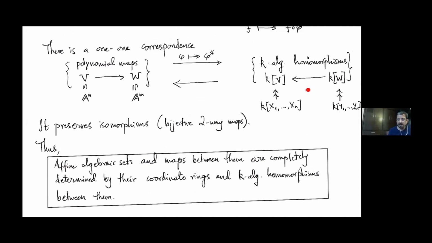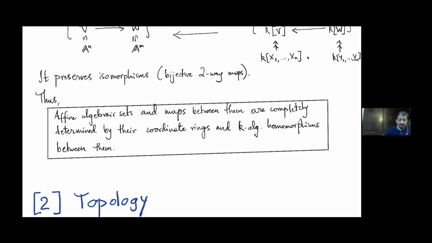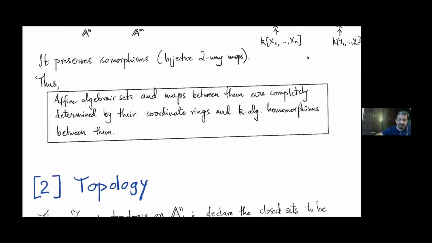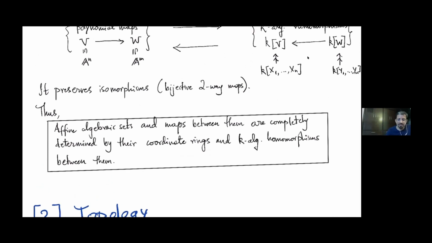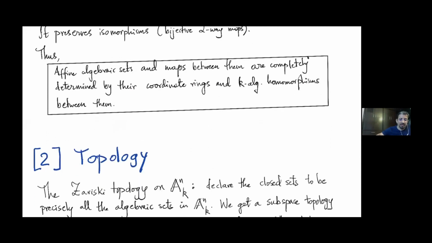Definition of isomorphisms on the right-hand side is isomorphism of rings, and on the left-hand side is a two-way bijective polynomial map. And so isomorphisms are preserved. And so the net final story for affine algebraic sets is that affine algebraic sets and maps between them are completely determined by coordinate rings and k-algebra homomorphisms between them. So in effect, you can reduce all questions in principle to questions in ring theory. Okay, so that is affine algebraic sets, but now we need to move on.